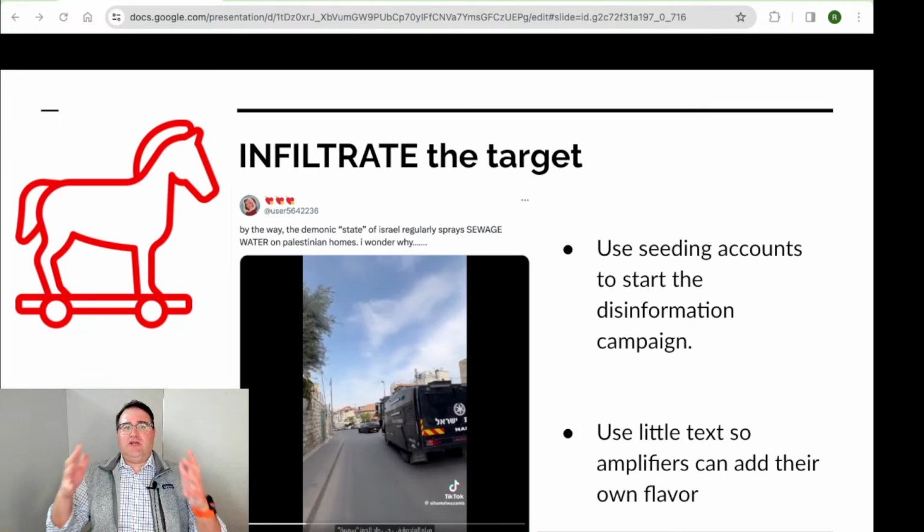Next, we're going to infiltrate the target. So we're going to use seeding accounts to start this disinformation campaign. We want to use as little text as possible so amplifiers can add their own flavor. This is actually crucial to make this look like it is a grassroots program, like people from all over suddenly decided that they saw this thing and they want to talk about it instead of this having been seeded intentionally.